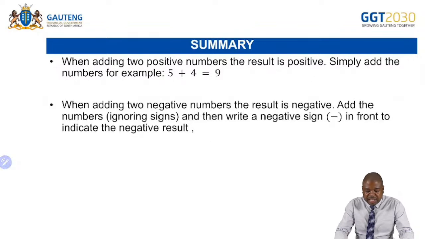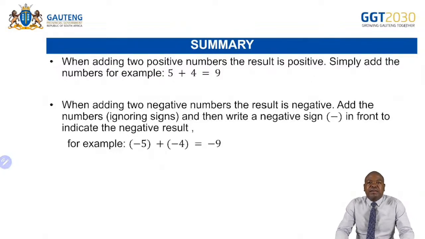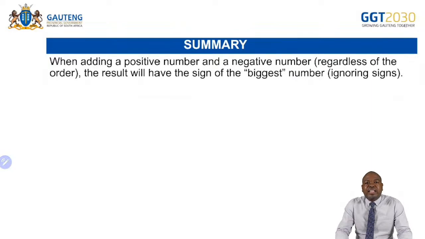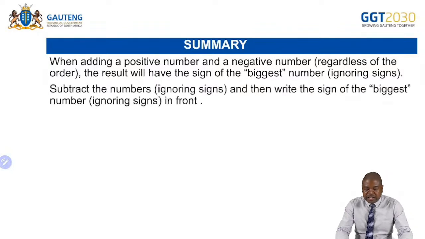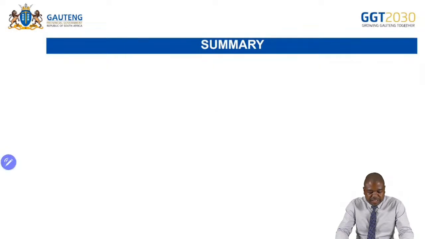And then when adding negative numbers, the result is negative. You add the numbers, ignoring signs, and then write a negative sign in front to indicate the negative result. For example, negative 5 plus negative 4 is equal to negative 9. We also learned that when adding a positive number and a negative number, regardless of the order, the result will have the sign of the biggest number, ignoring signs. You subtract the numbers, ignoring signs, and then write the sign of the biggest number in front.